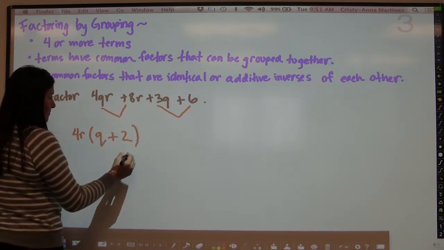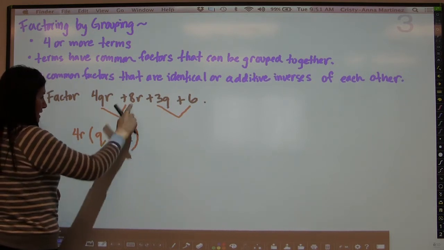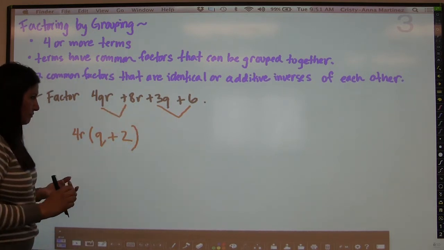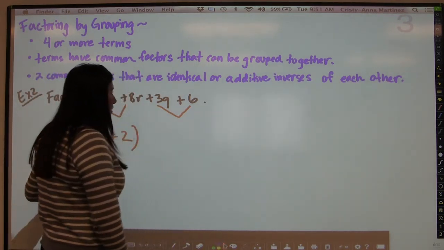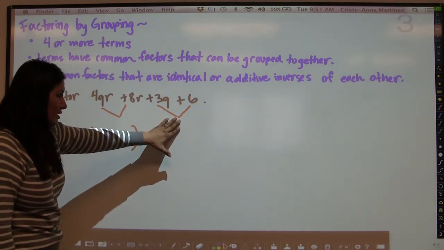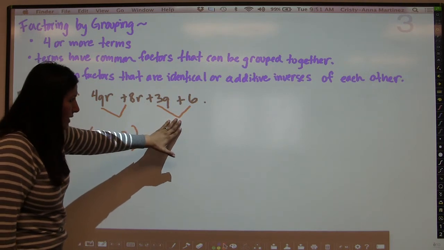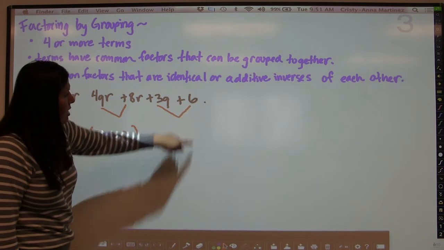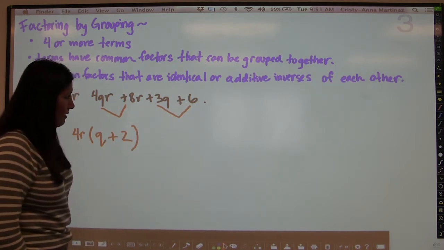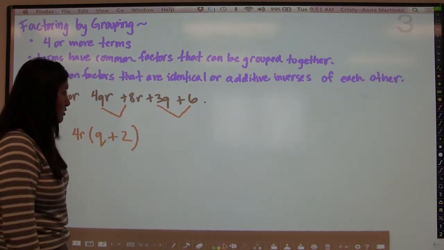And that's it, because 4R times 2 is 8R. And there you go. That's how you factor the first half. Then you want to do the same thing for the second 2 terms. Look at those 2 terms and figure out what they have in common. And they don't have any variables in common because the 6 doesn't even have a variable. But 3 and 6 have a numerical factor in common, which is 3.